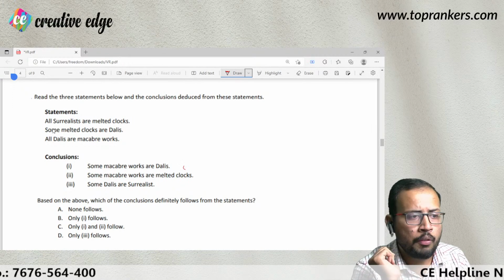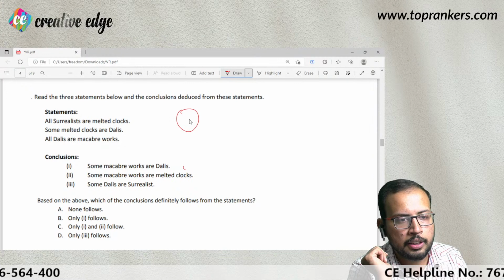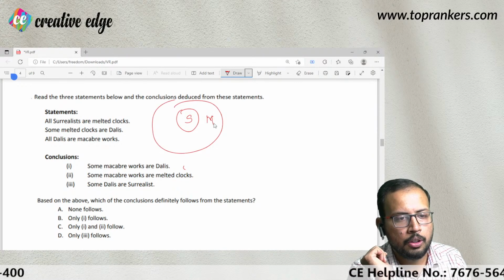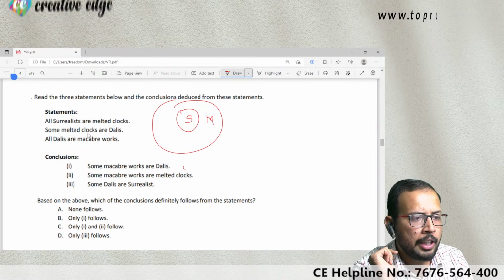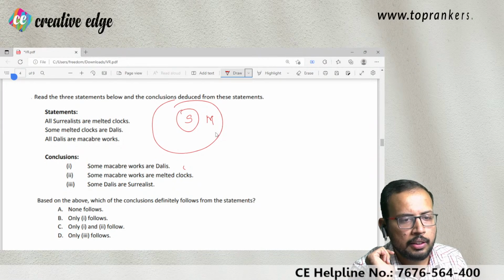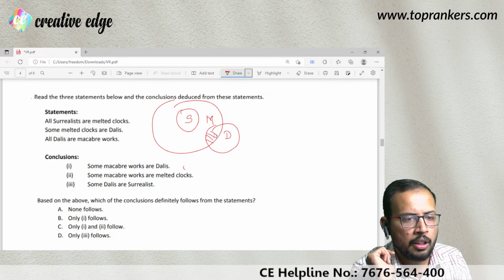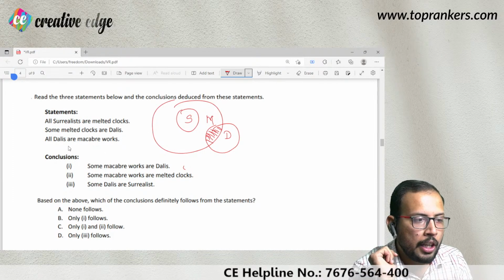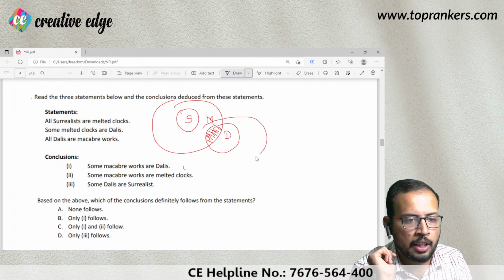चलिए इसको सॉल्व करते हैं. So all surrealists are melted clocks. ठीक है? So this is the first diagram that I have made. Then some melted clocks are dullies. So this is the region the second statement is talking about. Then all dullies are macabre works. So all dullies are macabre works.